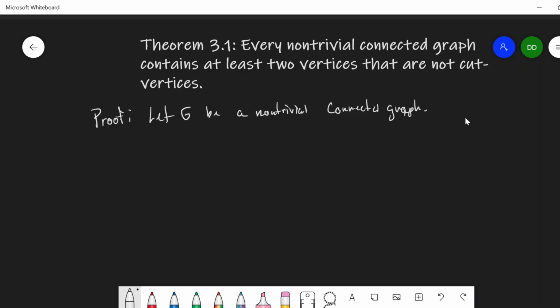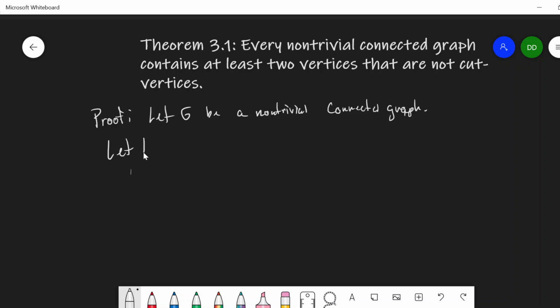And I want to show that it contains at least two vertices that are not cut vertices. And like I said, the idea is to pick a longest path. This is a tool that we have at our disposal, and we've seen it a number of times: to choose a longest path in the graph. This keeps coming up over and over again. This is what we call a method. It's a trick that you use over and over again.